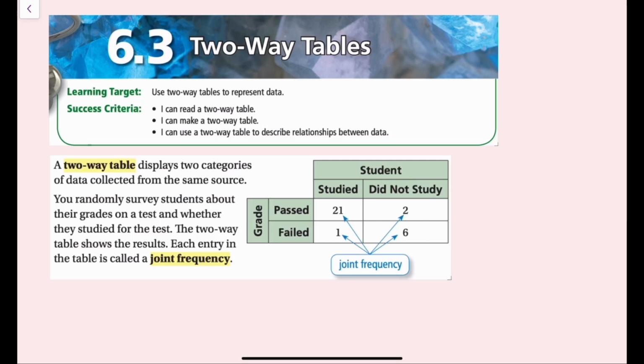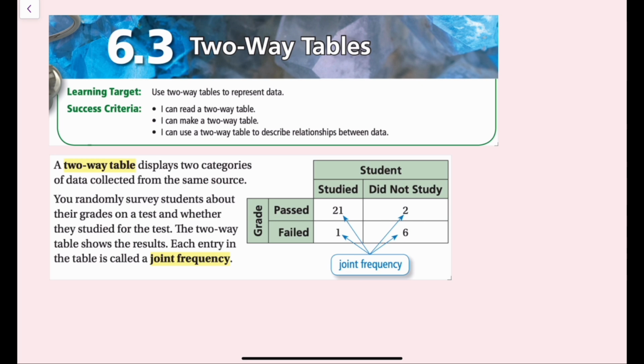In this lesson, we're going to use two-way tables to represent data. The success criteria is I can read a two-way table, I can make a two-way table, and I can use a two-way table to describe relationships between data. A two-way table displays two categories of data collected from the same source.